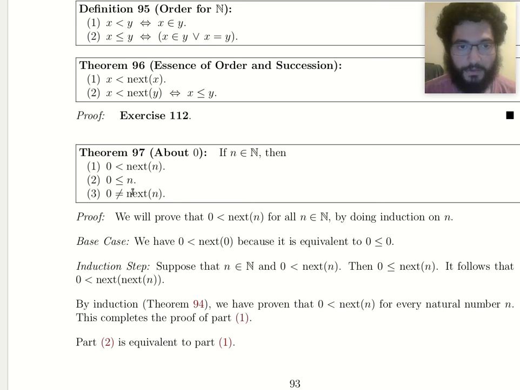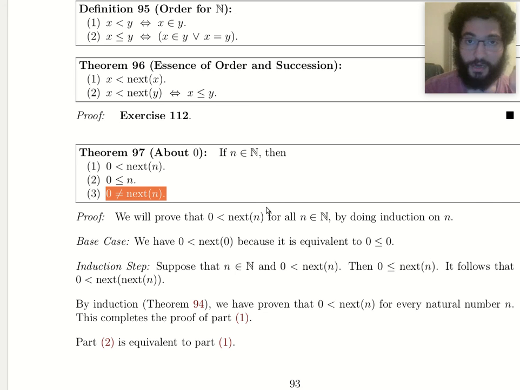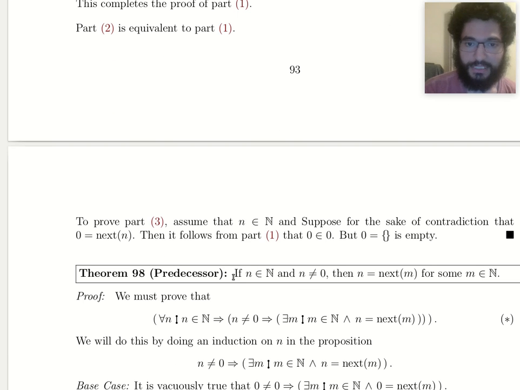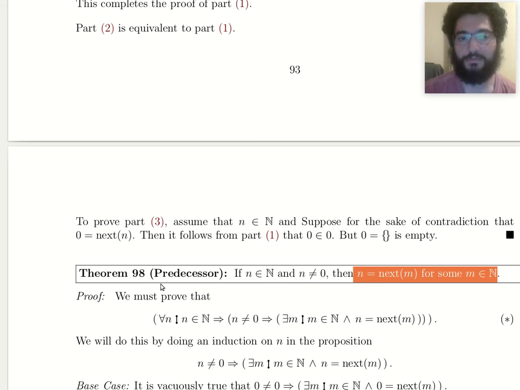Alright, so you can think of this statement, 0 has no predecessor, as a way of saying that if a natural number has a predecessor, then it must not be 0. Right? That's like the contrapositive. The converse of that is also true. If a natural number is not 0, then it has a predecessor. That's what theorem 98 says.